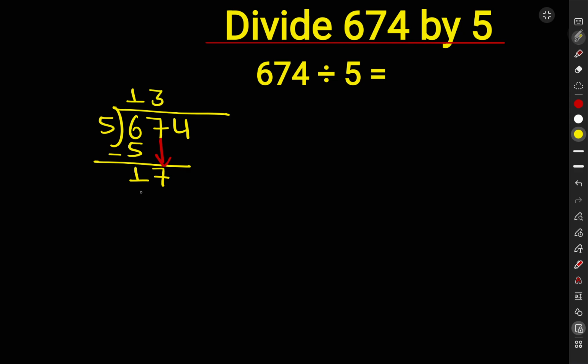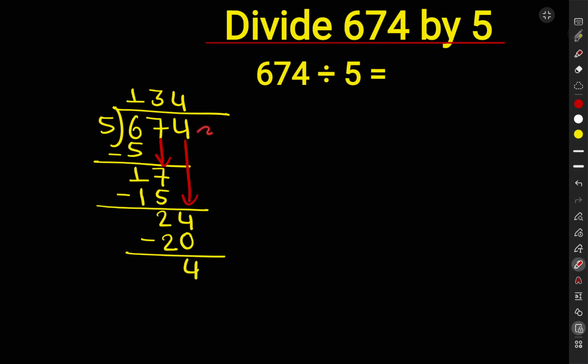5 times 3 is 15. On subtracting, we get 2. So again we put down this 4 and it is 24. 5 times 4 is 20. On subtracting, we get 4.